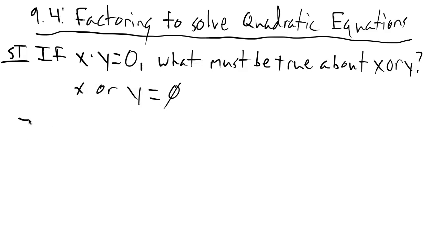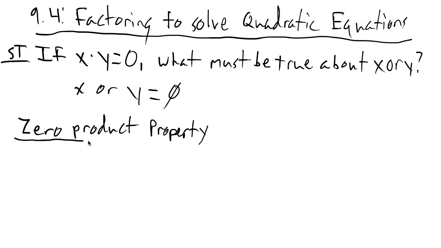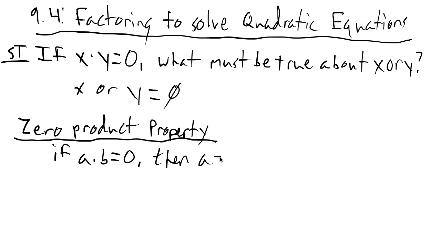This is actually an important property here. This is called the zero product property. And this is something that you will use throughout here and through Algebra 2. What the zero product property says is if you have two numbers that are multiplied together to equal 0, then one of them has to equal 0, or the other one has to equal 0. Same thing as what we just stated here.